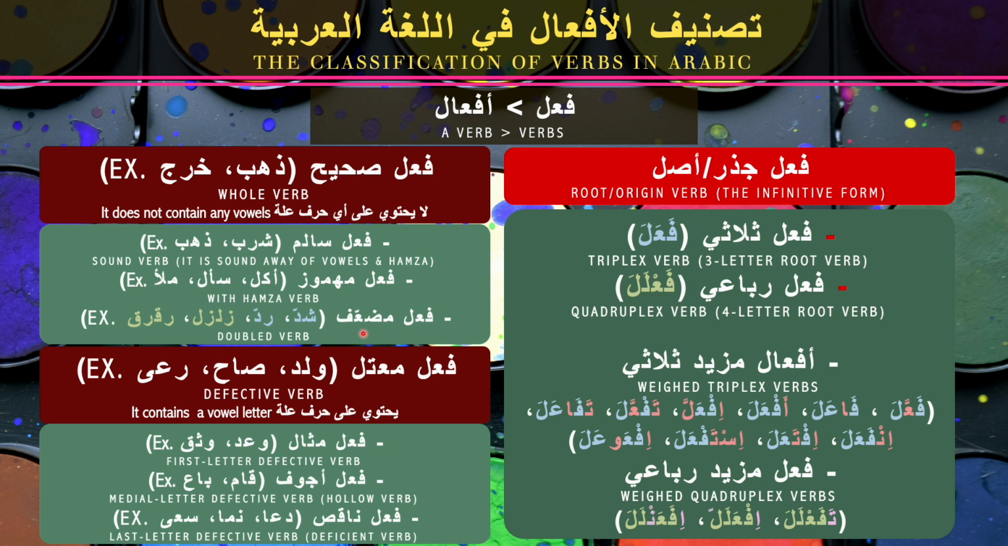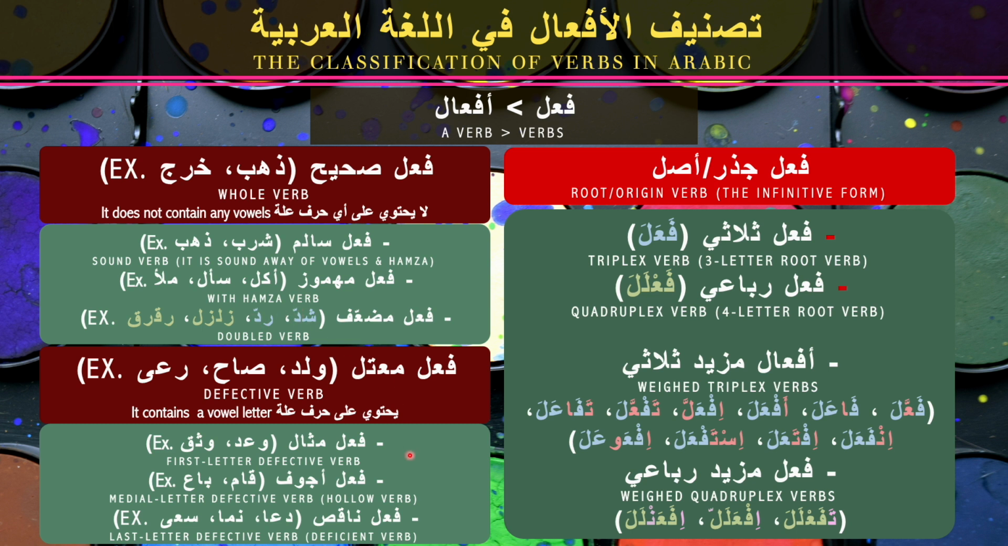Then we have فعل مضاعف. فعل مضاعف means a double verb, where a letter is doubled, either combined with shadda or not. For example, شد, which means to pull, or رد, to refuse, زلزل, to shake the ground, رقرق, like the water movement. So these contain a double inside them, where the form or the letter appears 2 times, like رد with shadda.